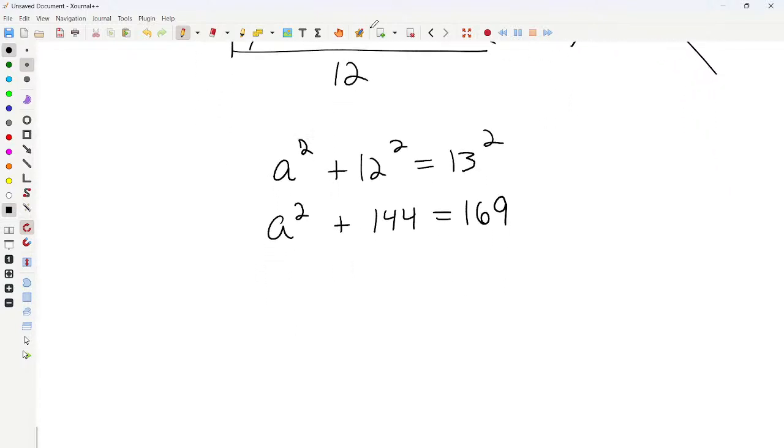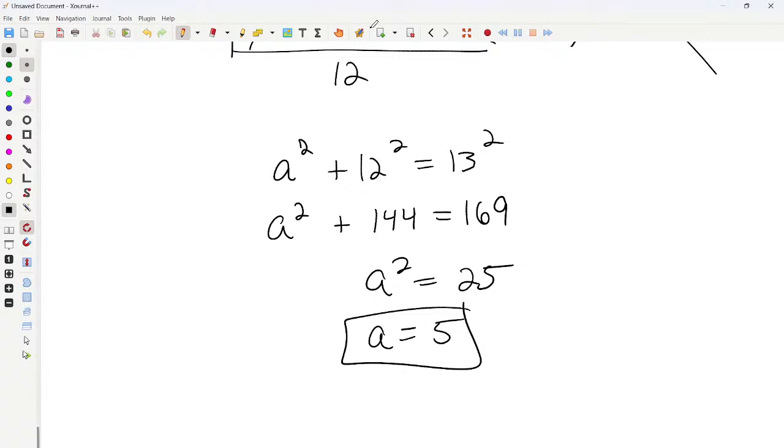What are we going to do to solve for A? You're going to get the number 25. What do we do next? You're going to get the number 5. Okay.